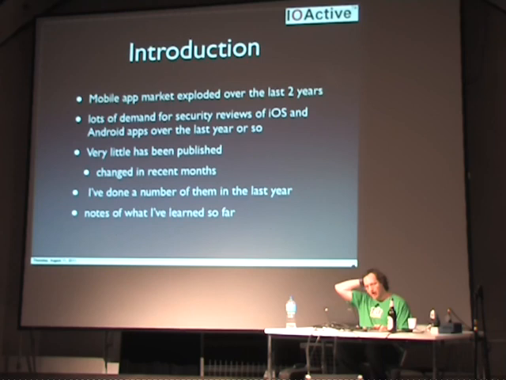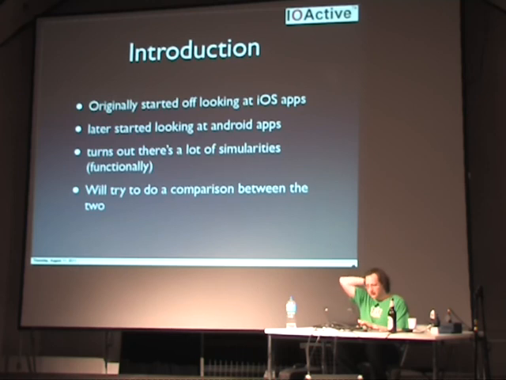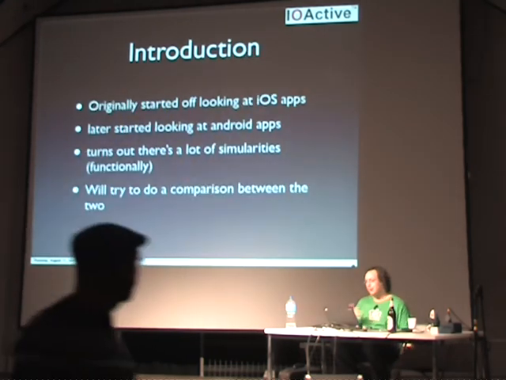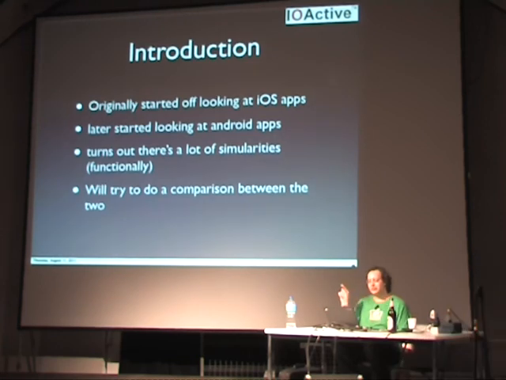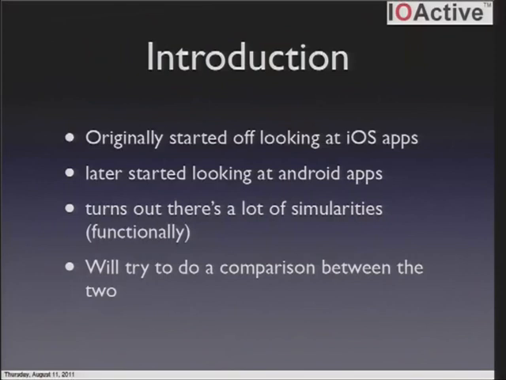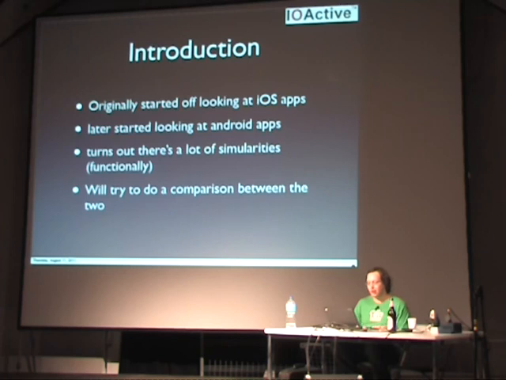I've done over a dozen mobile application security reviews in the last year, and basically this entire presentation is all the stuff I've learned over the last year. Originally, I started off looking at iOS applications because that was asked of me. Then a couple of months ago, I started looking at some Android applications. What I found is that there are a lot of similarities between features in iOS apps and Android apps, and at the same time, a lot of similarities between potential security issues in iOS apps and Android apps. So this talk will be a comparison between the two, with the main focus on iOS, but with Android stuff sprinkled on top.